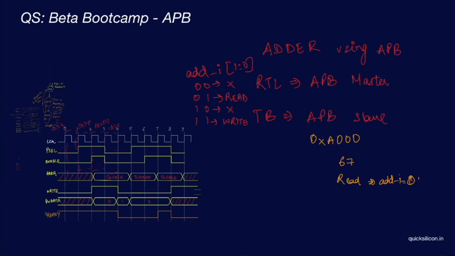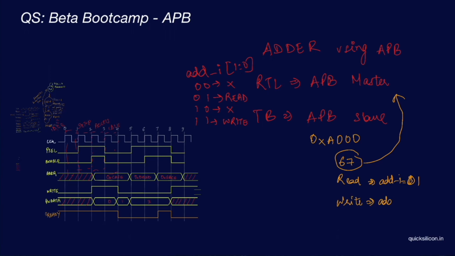0 1. So whenever your RTL sees that add_i is 0 1, it needs to initiate a read request. It will send a read request to this particular address using the APB protocol. And once it sees that, your slave would return the value which was stored, which is 67. So your RTL will get the value of 67. Then the test bench will initiate a write request.